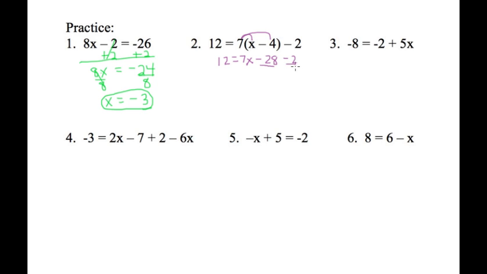Negative 28 and negative 2, think money. I lose $28, I lose 2 more, so that's 30 in the hole. So I have 7x minus 30. Bring down the rest of it. Now I can't simplify anymore, so it's time to solve. I've got to undo what's been done to that x. So I want to add 30 to both sides.